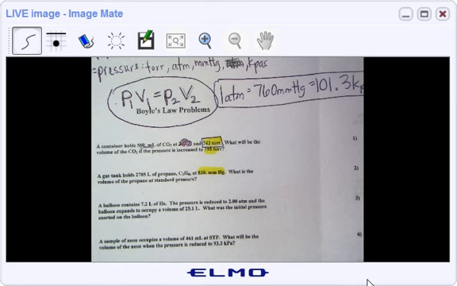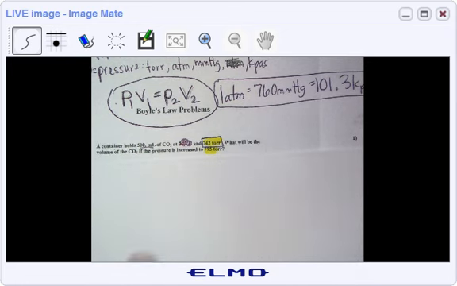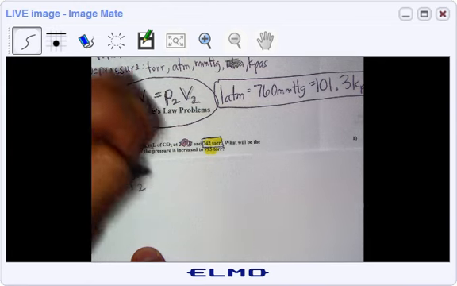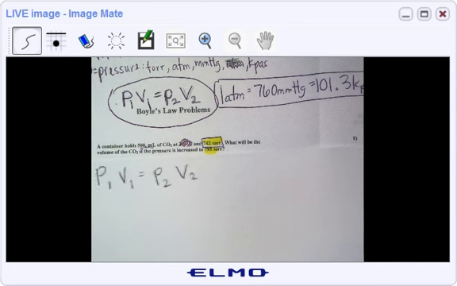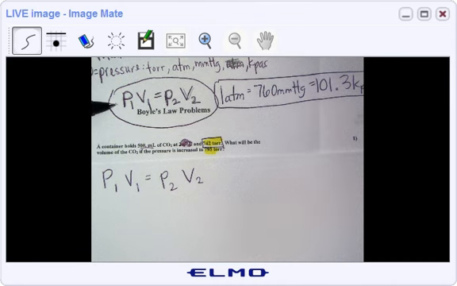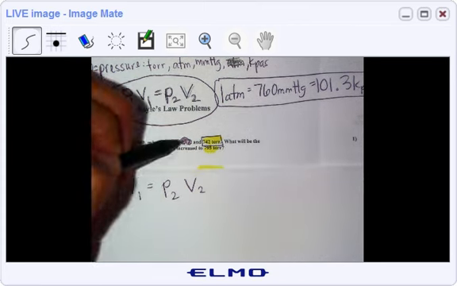Let's start with number 1. The formula is P1V1 equals P2V2. The question says a container holds 500 milliliters of CO2 at 20 degrees and 742 torr. Torr is just another unit for pressure. So if you see torr, that's your pressure unit. Also, in this formula, is there the letter T for temperature? No, we do not need to involve temperature in this, and that's why I crossed my temperature out.